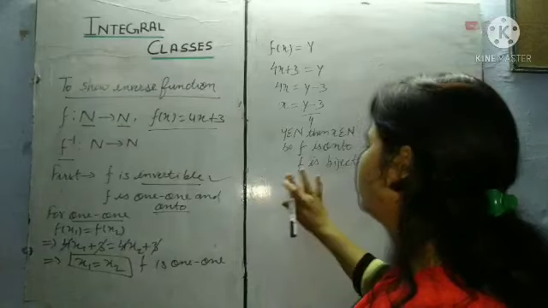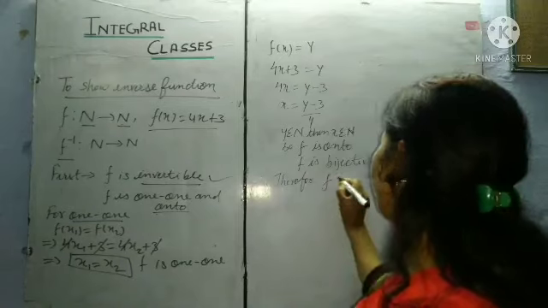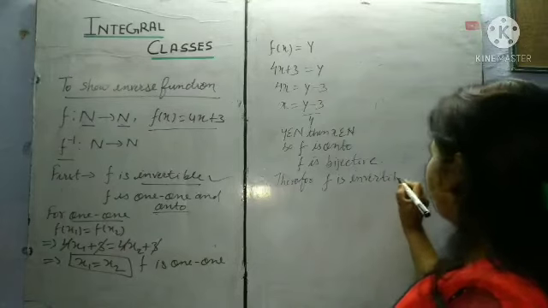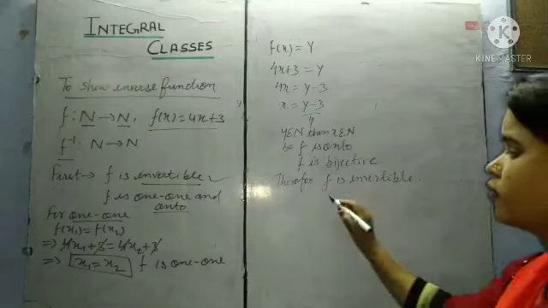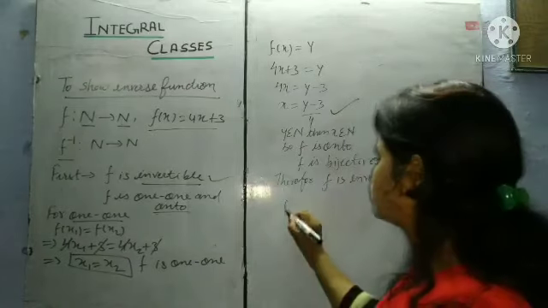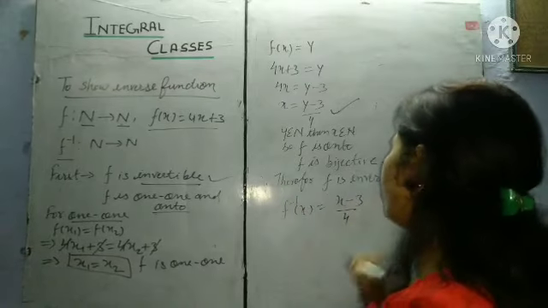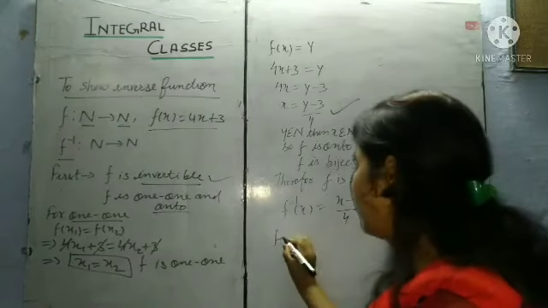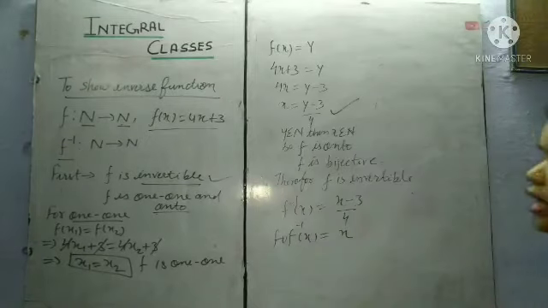So therefore f is invertible. Now f is invertible. It means what is the inverse of f? We will get the value of f inverse is this. So f inverse of x equal to (x minus 3) by 4. How can we show it? If we find f of f inverse x, then we will get only x.